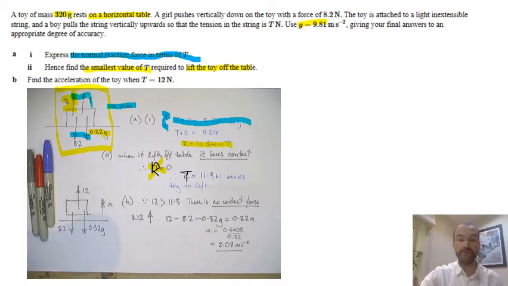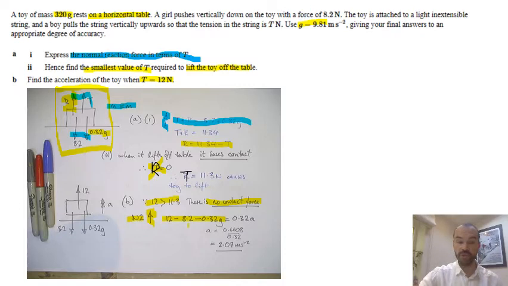In the next part of the question, we've got to find the acceleration when T is 12. So let's make the comment. Because T is bigger than 11.3, there is no contact force. There is no equilibrium. So if there's no equilibrium, it's Newton's second law in the direction we're applying it. So 12 take 8.2 take 0.32 g.